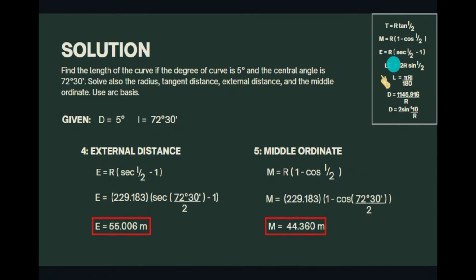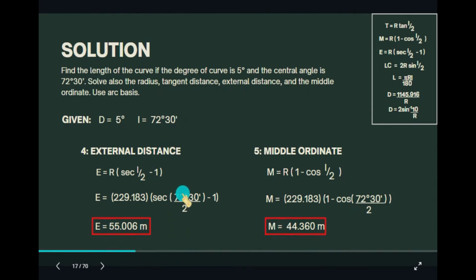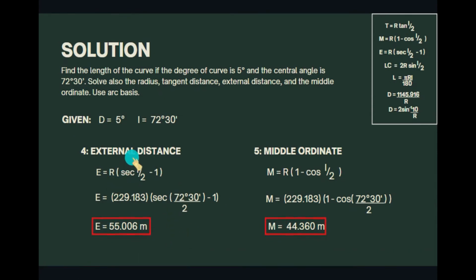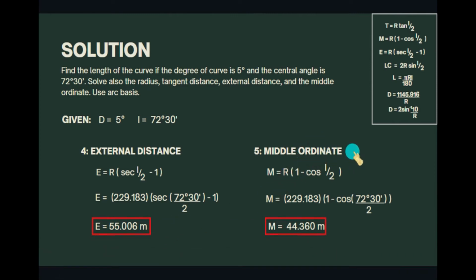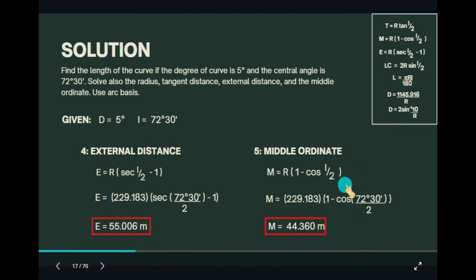Using the formula again above, we have the external distance equal to R, open parenthesis, secant I over 2 minus 1, close parenthesis. So you can just substitute directly and get the value of 55.006 meters. Lastly, we can find the middle ordinate. The formula is already here, and we will just substitute the values directly and get the answer of 44.360 meters. And that's all for the simple curve.